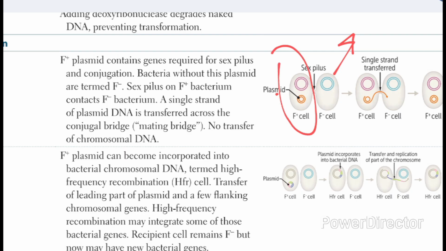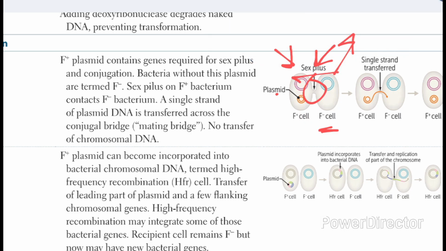So this bacteria is actually the F negative cell, and the bacteria that is going to transfer genetic material is the F positive cell. The F positive bacteria and F negative bacteria are connected through a junction. That junction is known as the pili. So the pili of this bacteria and the pili of this bacteria will be combined together and form a common pilus that is known as the sex pilus.